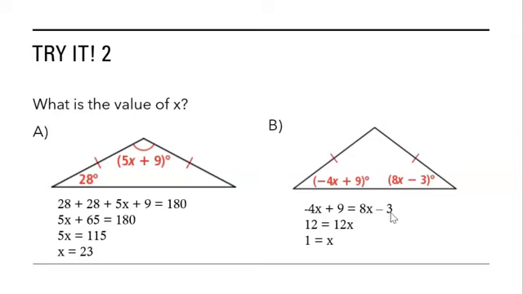I started by getting like terms to one side. So I added 4x to this side to get 12x. And I added 3 to this side to get 12. Then I just divided to get x equals 1. And that's my answer. Let's take a look at some applications of the converse of the theorem now.